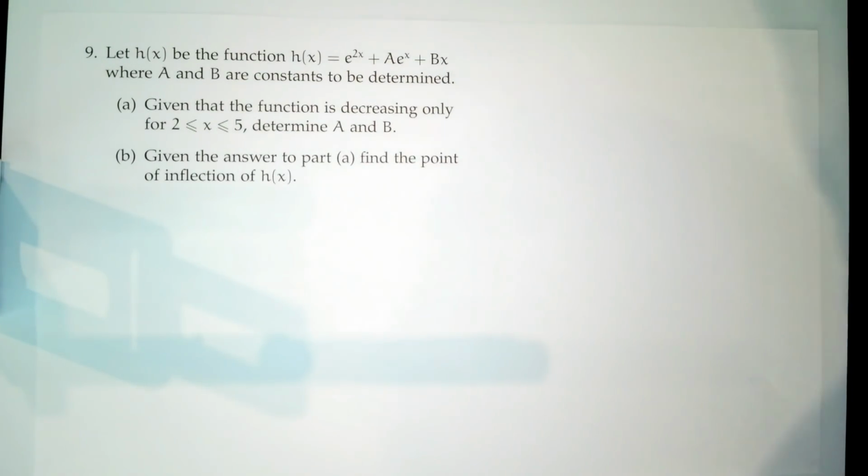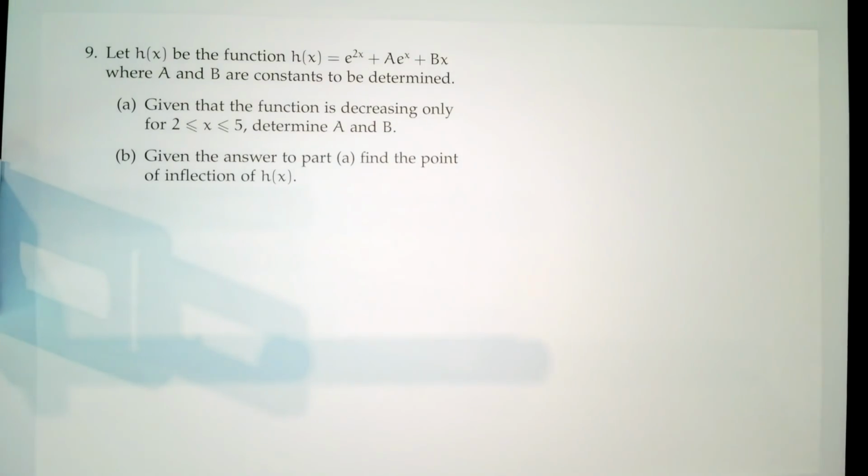So let h of x be the function e to the 2x plus a e to the x plus b times x, where a and b are constants to be determined. Oh, this sounds like fun. We're going to find a and b. Well, how do we find a and b? Well, we're told that the function is decreasing only between 2 and 5.